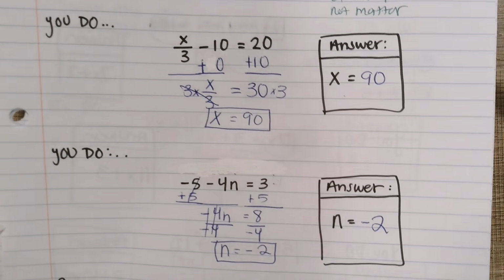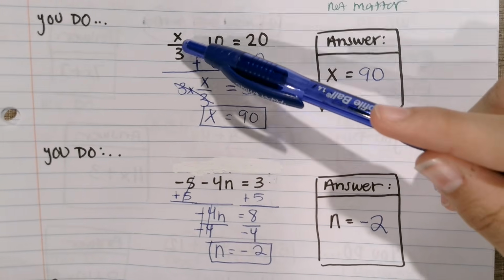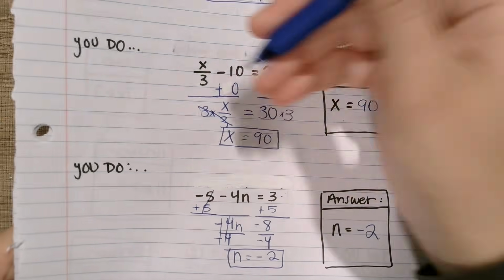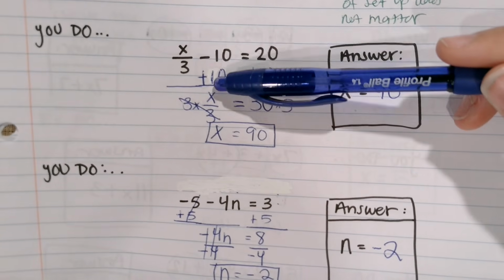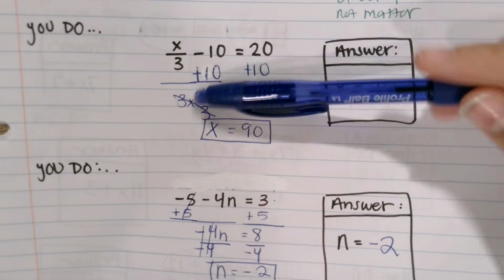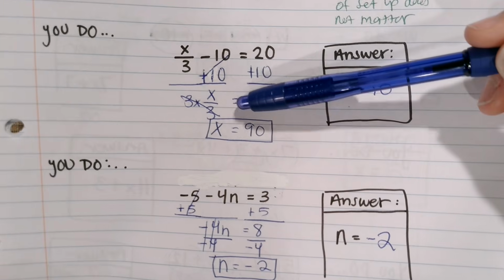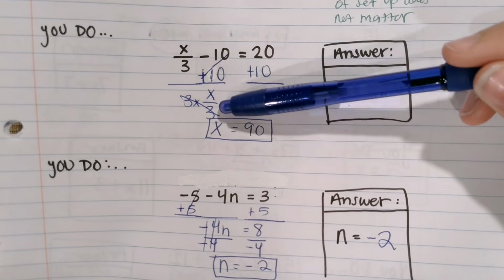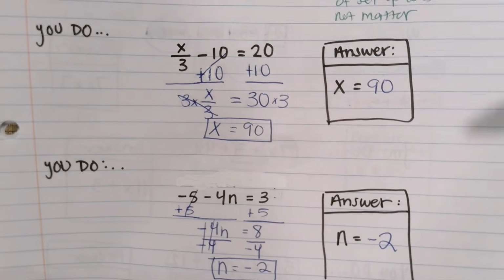Okay, so here are the answers. For x divided by 3 minus 10 equals 20, I forgot to write that one, but the inverse of subtract is add, so plus 10 to both sides. This cancels right here, so bring the x divided by 3 down. Equals 20 plus 10 is 30. I do times 3 on both sides because it's the inverse of division, and I get x equals 90.